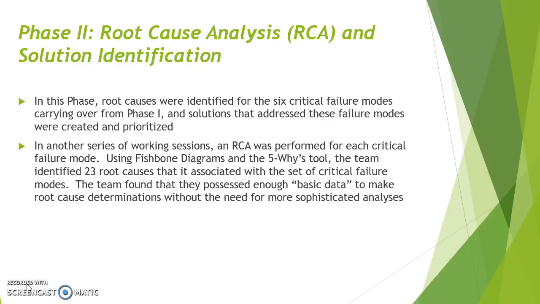In this phase, phase 2, which is root cause analysis and solution identification, root causes were identified for 6 critical failure modes carried from phase 1, and solutions that address these failure modes were created and prioritized. In another series of working sessions, an RCA was performed for each critical failure mode. Using fishbone diagrams and 5 why tools, the team identified 23 root causes associated with the set of critical failure modes. The team found that they possessed enough basic data to make root cause determinations without the need for more sophisticated analysis.